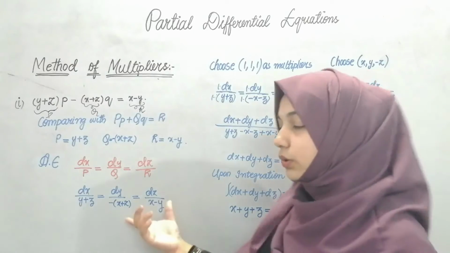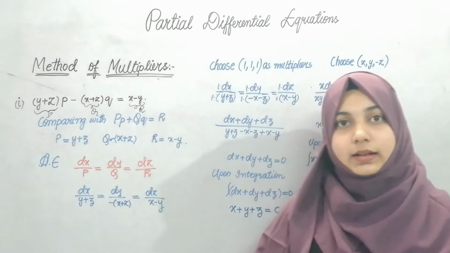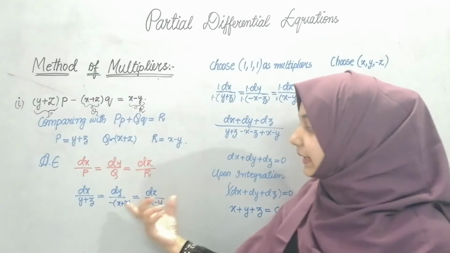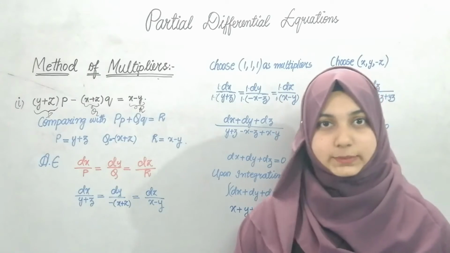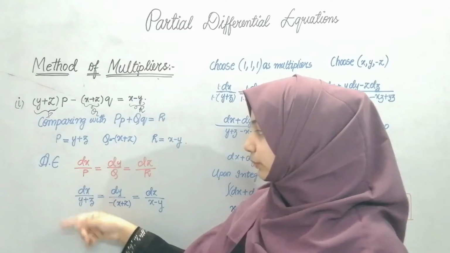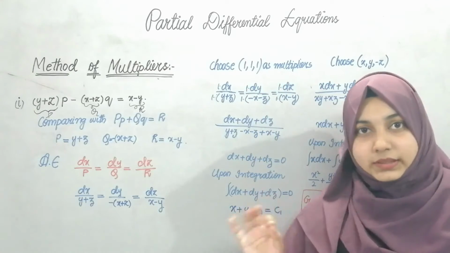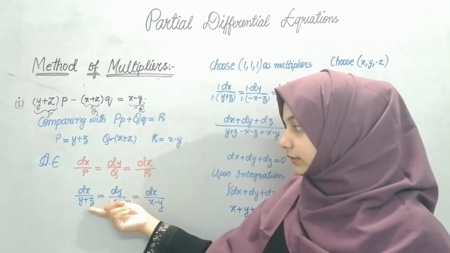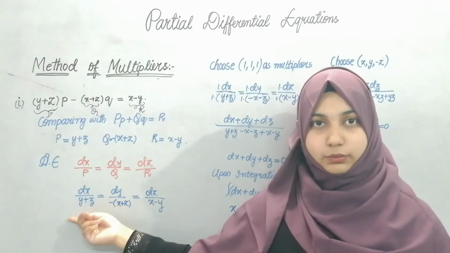That's why we will not go for method one, that is the method of grouping. We don't go with that method. Instead we'll go with the method of multipliers. Now we need to multiply the numerators and denominators with such a coefficient or a constant so that this denominator becomes 0.